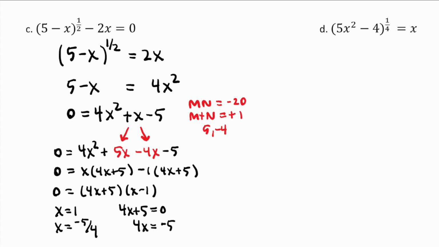But because I did square both sides of this equation, I'm going to need to check my work here. So I'm going to go over here, maybe I'll check in blue, and I'll say, all right, if x is equal to 1, I have 5 minus 1 is 4 to the 1/2 power minus 2 times 1 is equal to 0. That's true, right? Because 4 to the 1/2 is the square root of 4. That's 2. 2 minus 2 is 0. Okay, if x is -5/4, I've got 5 minus -5/4. So 5 plus 5/4.